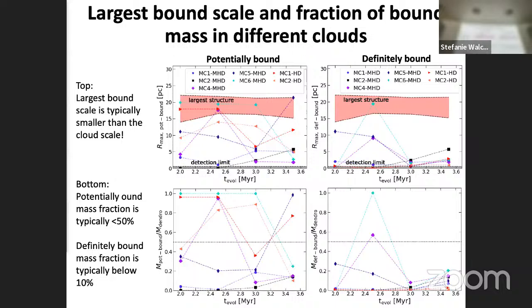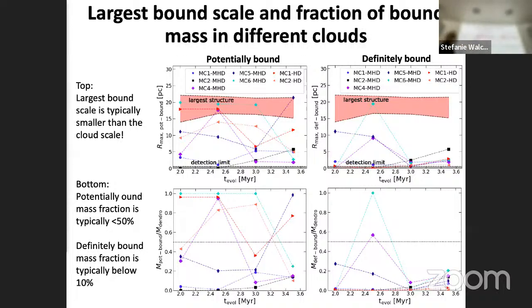So what we did here was that we plotted now the size of the largest bound structure in our cloud as a function of time. And this is for the different clouds we simulated, which I showed you in the beginning. So we have these two hydrodynamic clouds. These are the red points. And we have the MHD clouds here, which are the bluish points. And so this is the size of the largest bound structure we find in any of these clouds. And the red band shows you the largest cloud size, basically.